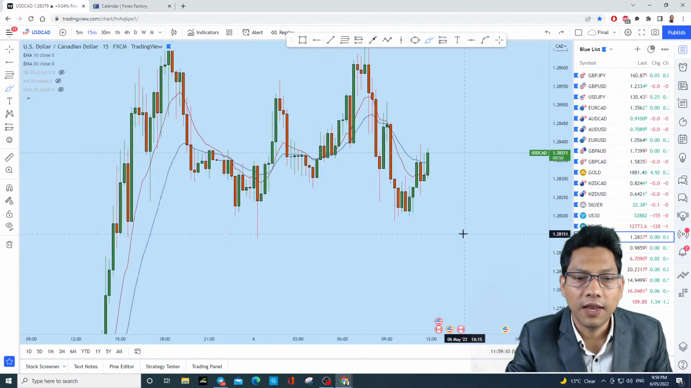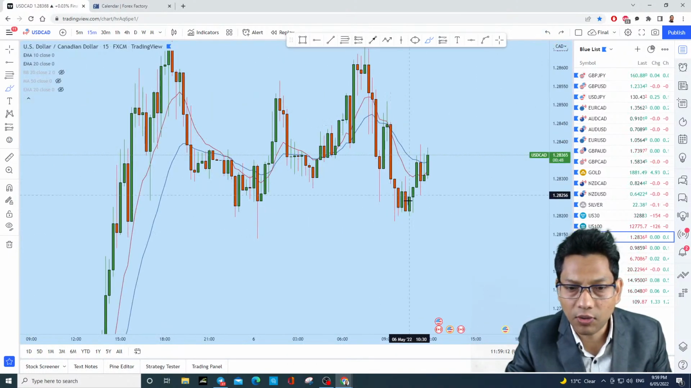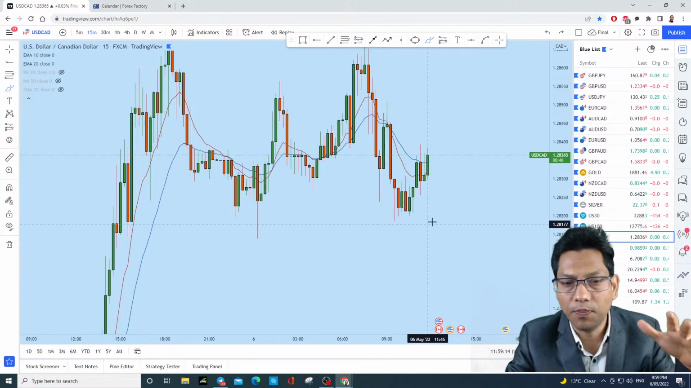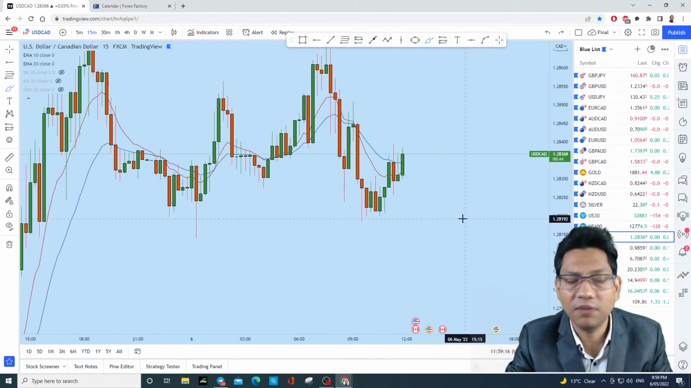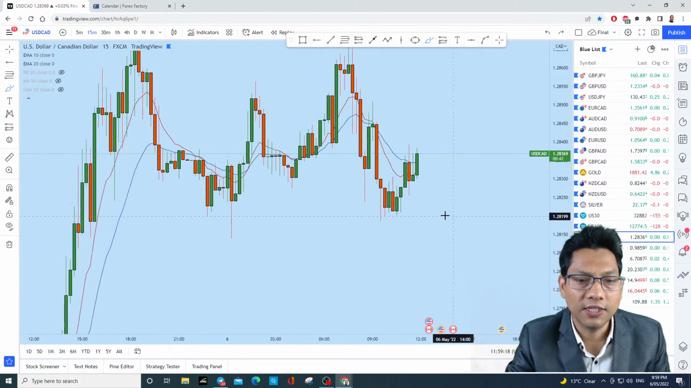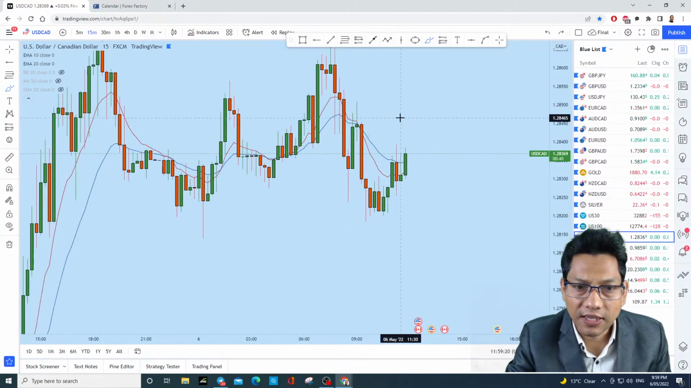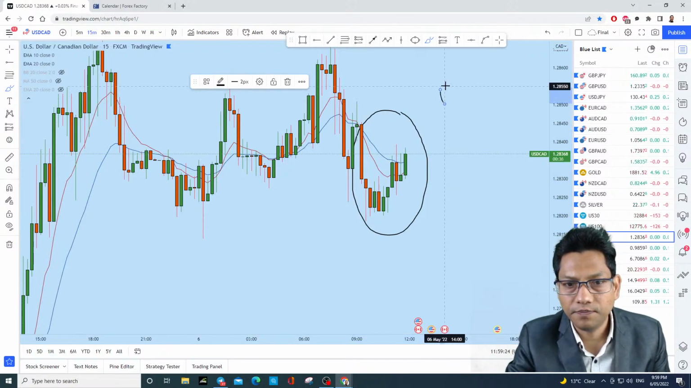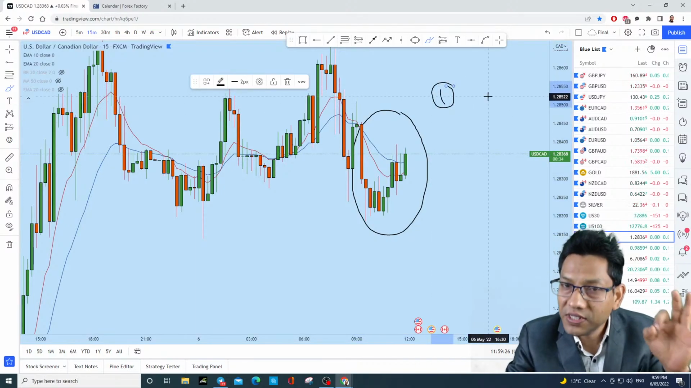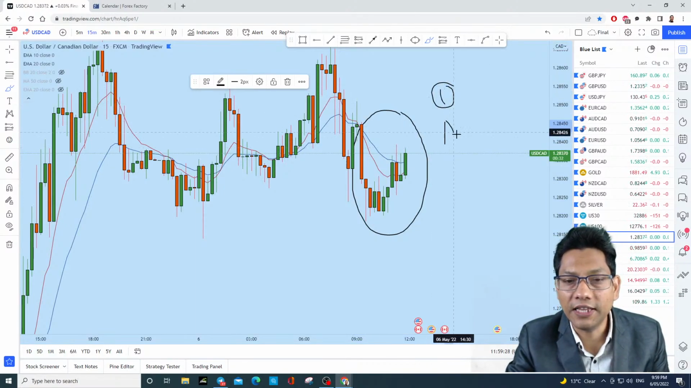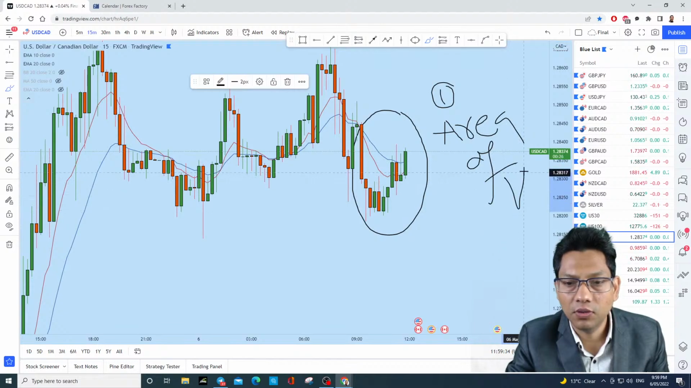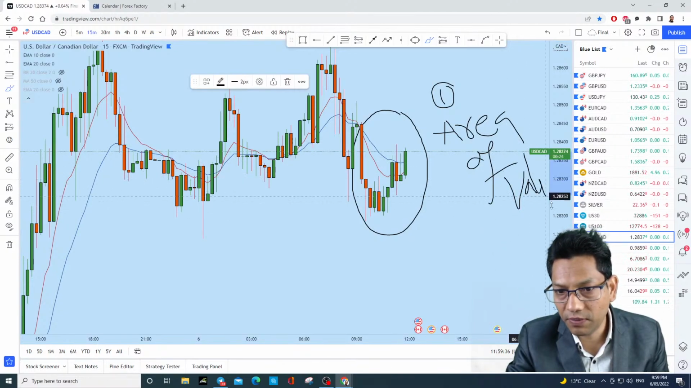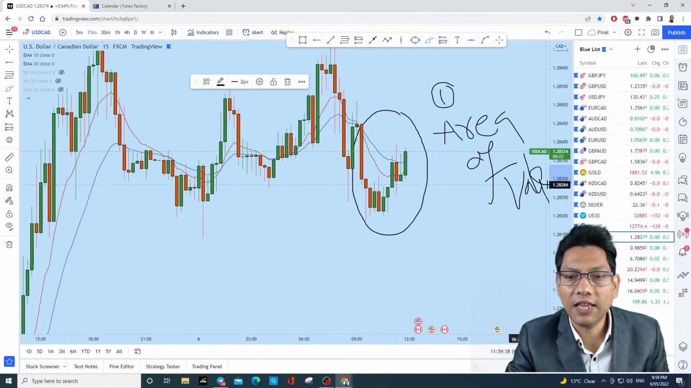Now let me explain this one here. When you see this kind of pattern even in 15 minutes, how do you trade it? A couple of things are important to look at. Number one, the first thing you will do is check where it is from: area of value.